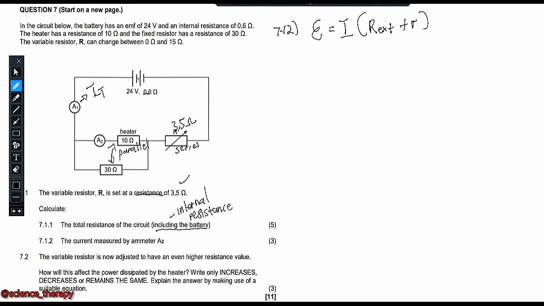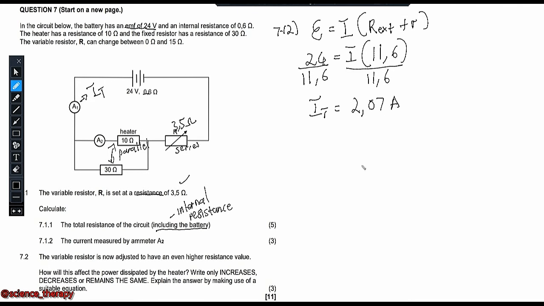The EMF we've been given here, even from the statement here, 24 volts. So we have 24, and then the current. Now remember that we already have the solution to this one from 7.1.1. This represents the total resistance, since it's the external resistance plus the internal resistance. So that will be 11.6. And then divide both sides by 11.6. Then the total current will now be 2.07 amperes rounded off to 2 decimal places.